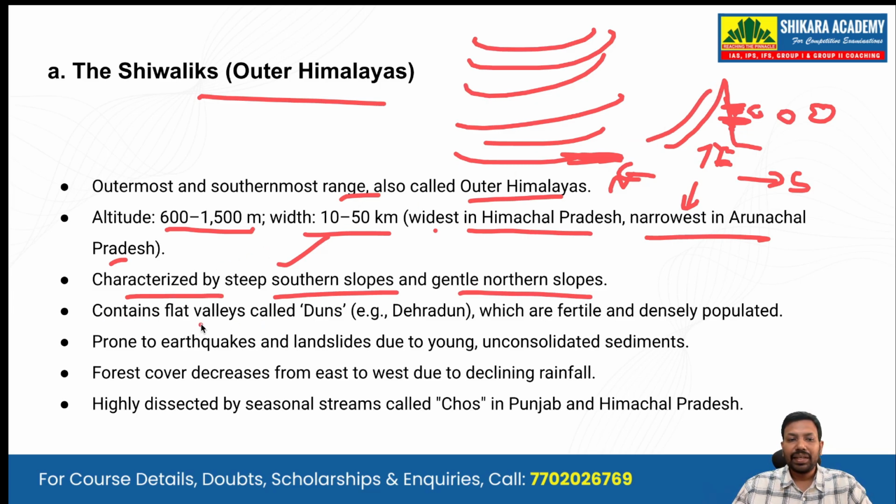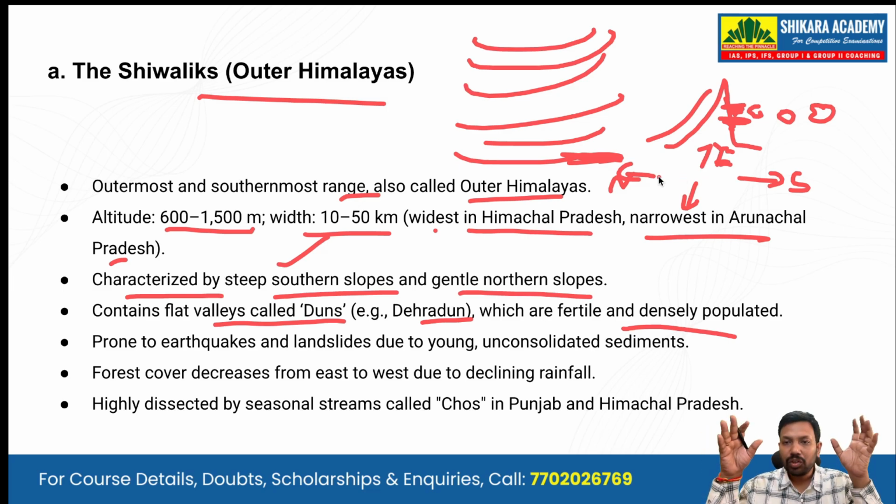Now, as I said, it contains flat valleys called dunes, Dehradun for example, which are fertile and densely populated. So here, dune means when between two mountains we have a valley. That valley we generally term a dune. Obviously, we people, you and me, can't live in a hilly region for years together, right?